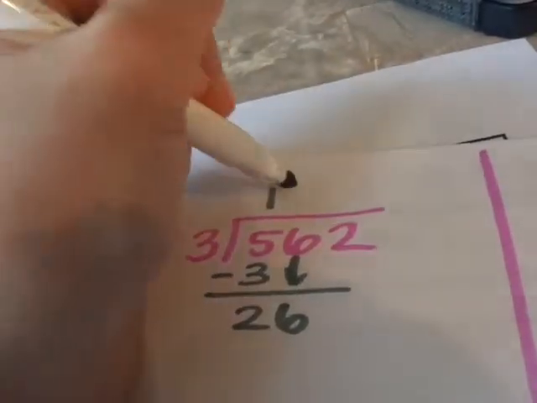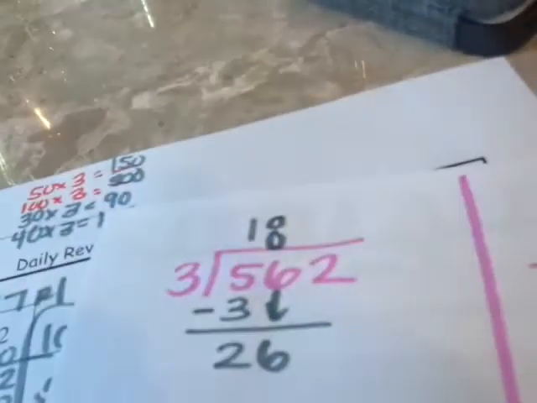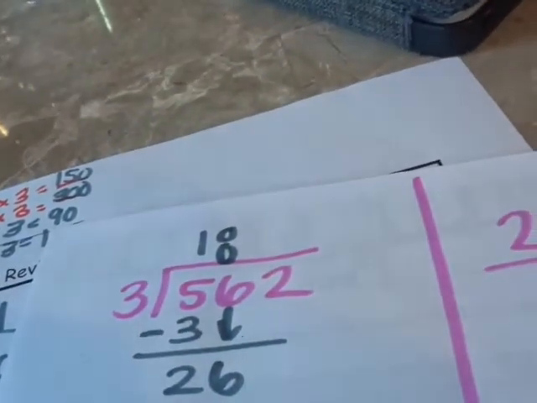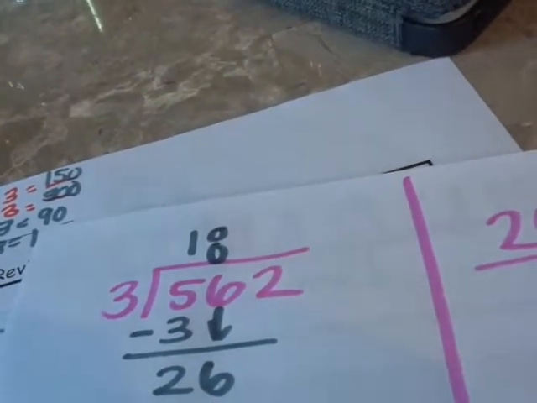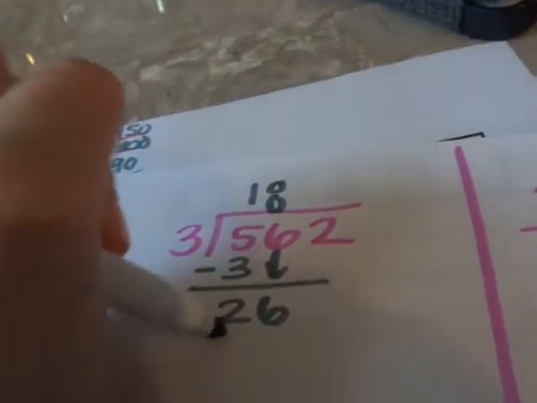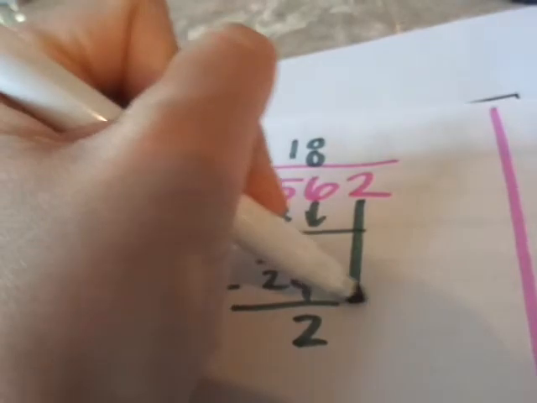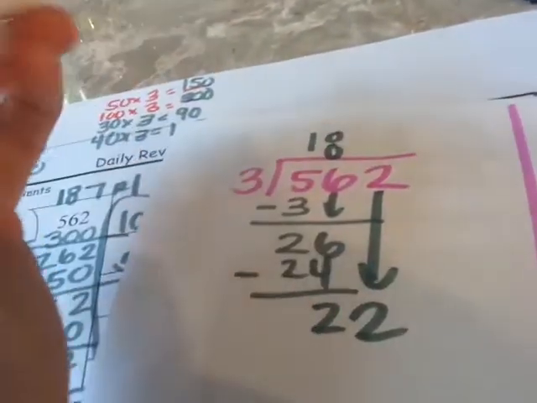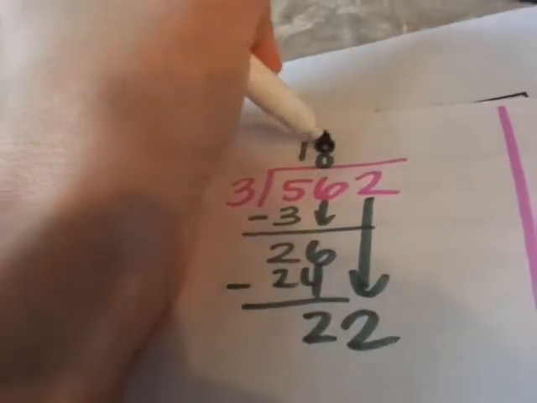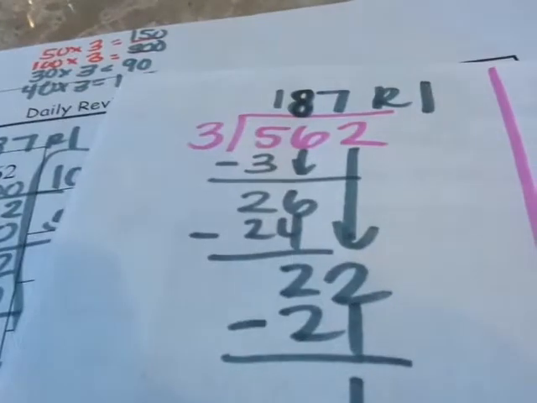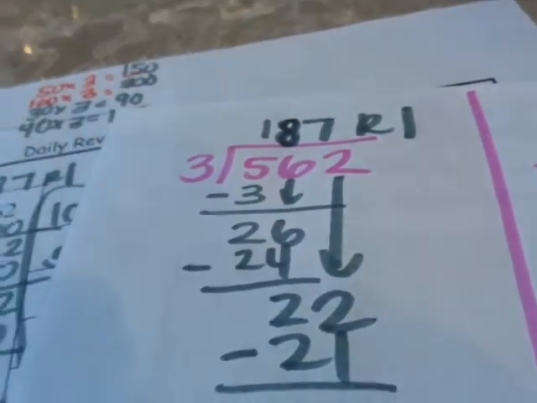So it can go in 8 times. Okay? And so when I solve 8 times 3, I get 24. Subtract that out, I get 2. Bring down my 2. How many times can 3 go into 22? It can go in 7 times. 21. So I get 187, remainder 1.